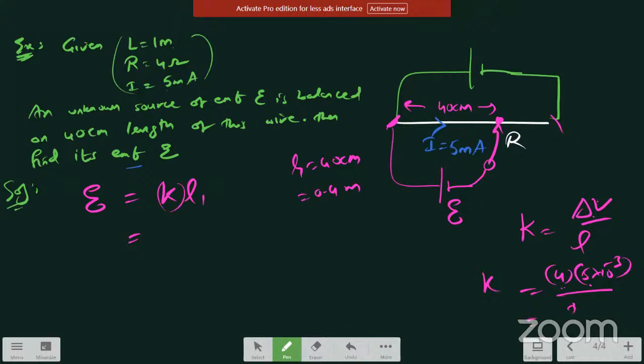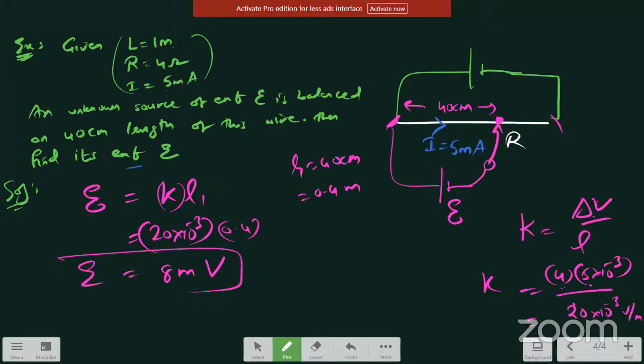So here I got the potential gradient to be 20 into 10 power minus 3 volt per meter. Okay, so put this value here: 20 into 10 power minus 3 into its length. How much is the balancing length? 0.4. So you'll get the answer to be how much? This is 8 millivolt. So the battery has an EMF of 8 millivolt.